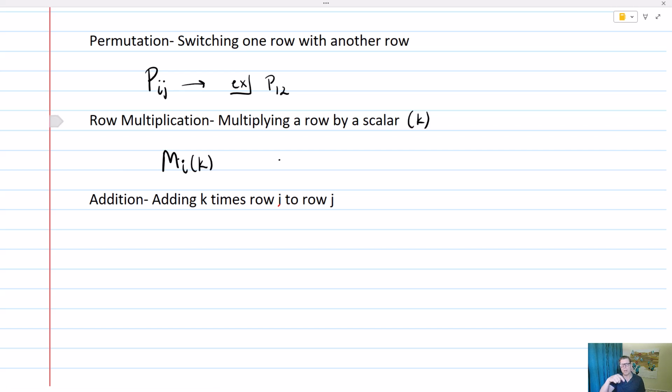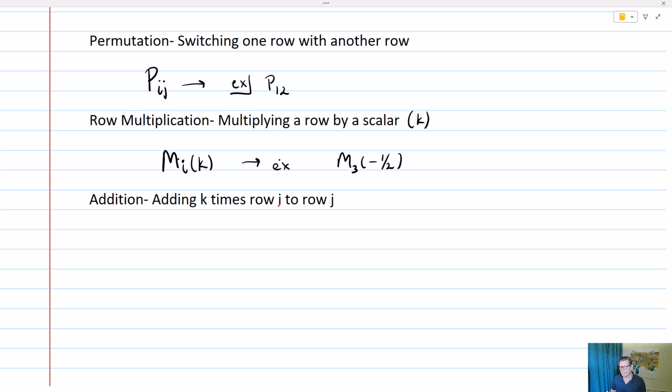So we'll multiply row i by the scalar k. For example, we might say, let's multiply the third row by the scalar -1/2. Oftentimes we're going to do this in order to transform a non-leading 1 into a 1 so that we can continue doing elementary row operations.